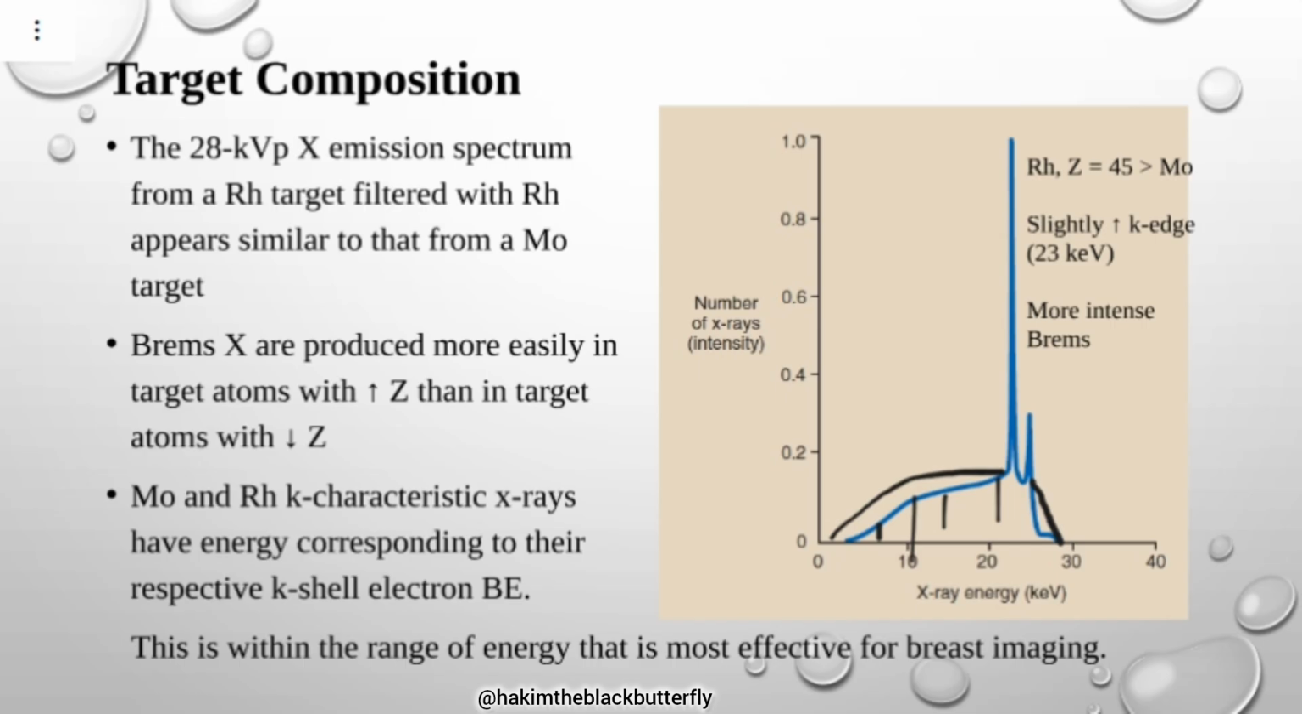Molybdenum and rhodium K characteristic X-rays have energy corresponding to their respective K-shell electron binding energy.